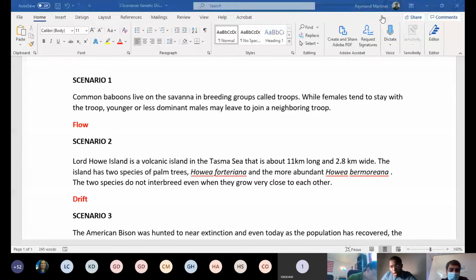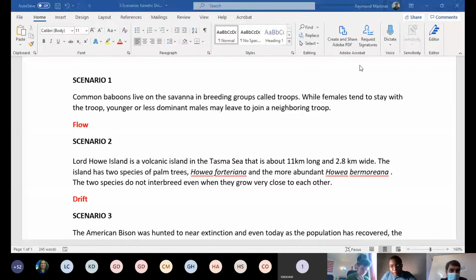Well, basically, like the flow between males and females, when the females try to stay with the troops, it will be younger or less dominant males that have to leave to join a neighboring troop. But also, common baboons live in an area in breeding groups, which we call the troops. That's why they call it the flow.